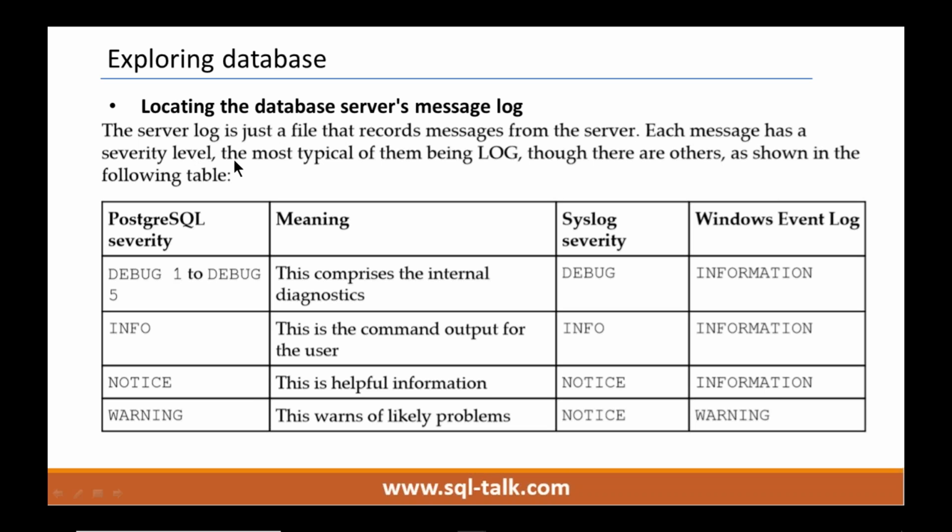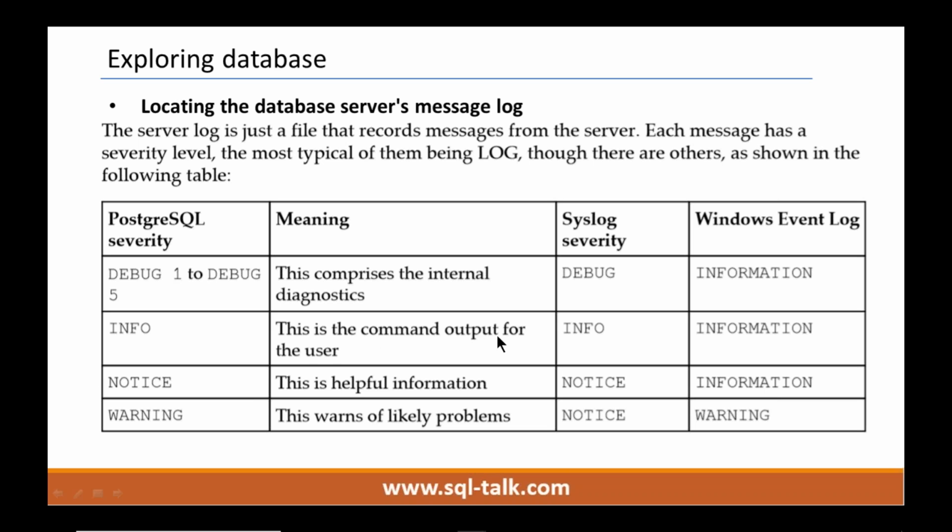Each message has a severity level. These are the main things you see: Debug 1 to 5, Postgres severity 1 to 5. This comprises the internal diagnostic errors, internal errors, or software related errors. In the syslogs of CentOS it will show you debug, whereas in Windows it will show you information.